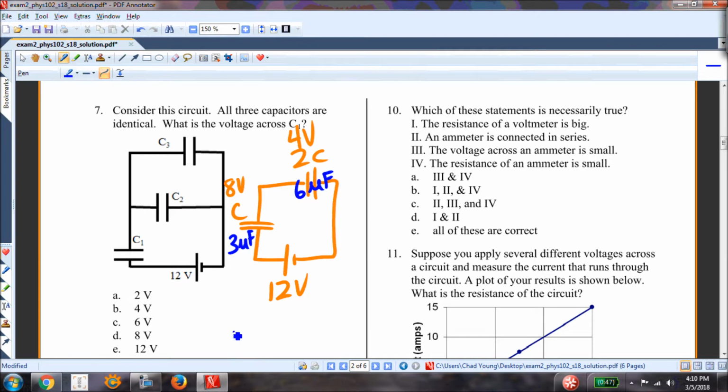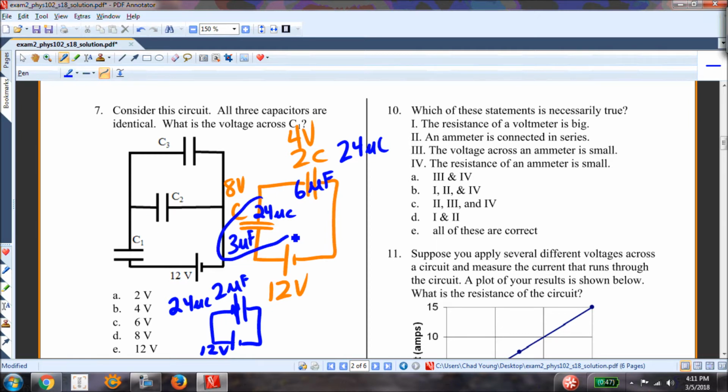And then the equivalent would be 2 microfarads with 12 volts. 2 microfarads, that's going to have 24 microcoulombs. And so I have 24 microcoulombs here and 24 microcoulombs here. And since I have 24 microcoulombs on each of those, I want to know the voltage across C1. 24 microcoulombs on a 3 microfarad is 8 volts.